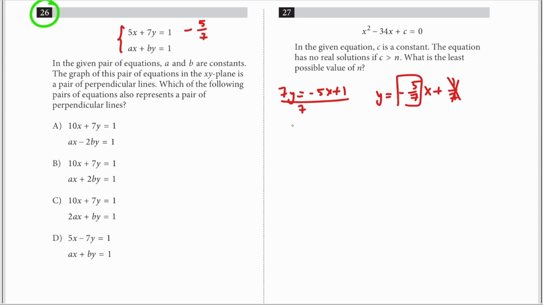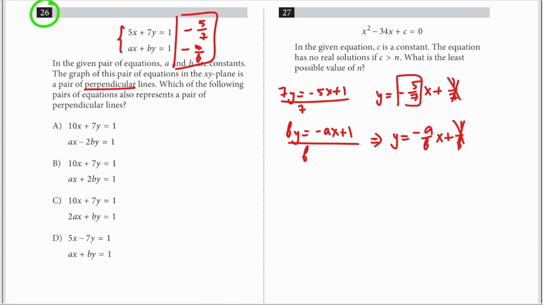So the slope for the first equation is -5/7. Now, the slope for the second equation: by is equal to -ax plus 1. Divide everything by b, so we get y is equal to -a/bx plus 1/b. Now, this we also don't care about, so this is just -a/b. Since these lines are perpendicular, they are negative reciprocals of each other. So we know that -5/7 is equal to positive b/a. So we're flipping upside down the second slope. So that is what we know.